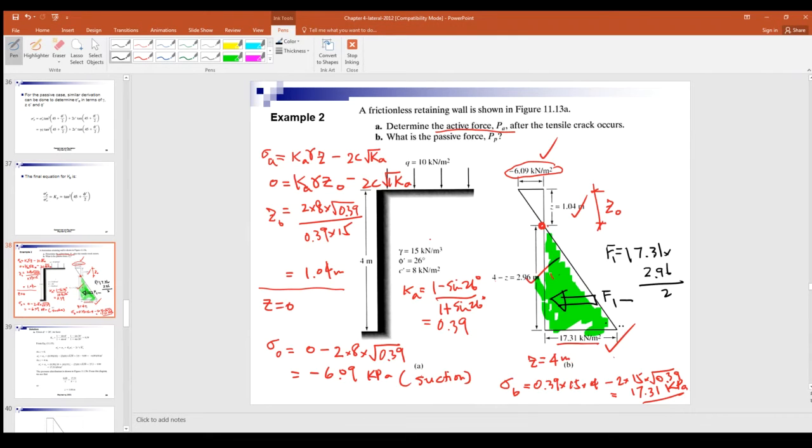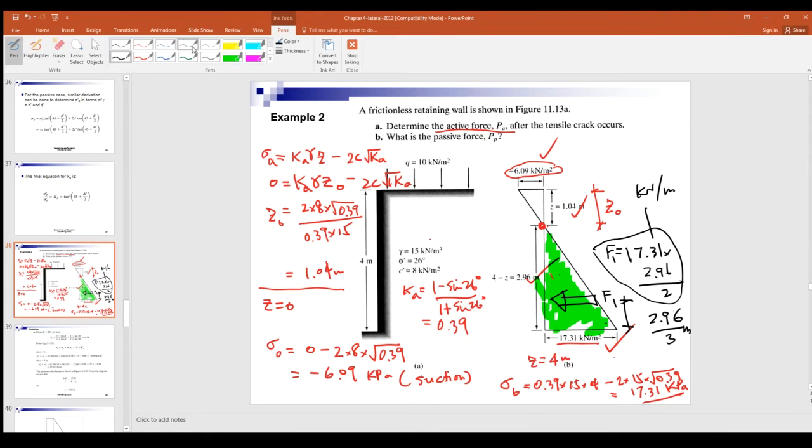And what is the position of F1? 2.96 divided by 3, right? That gives you kilonewton per meter length of the wall, and it acts at 2.96 divided by 3 meters above the bottom of the wall. Okay.